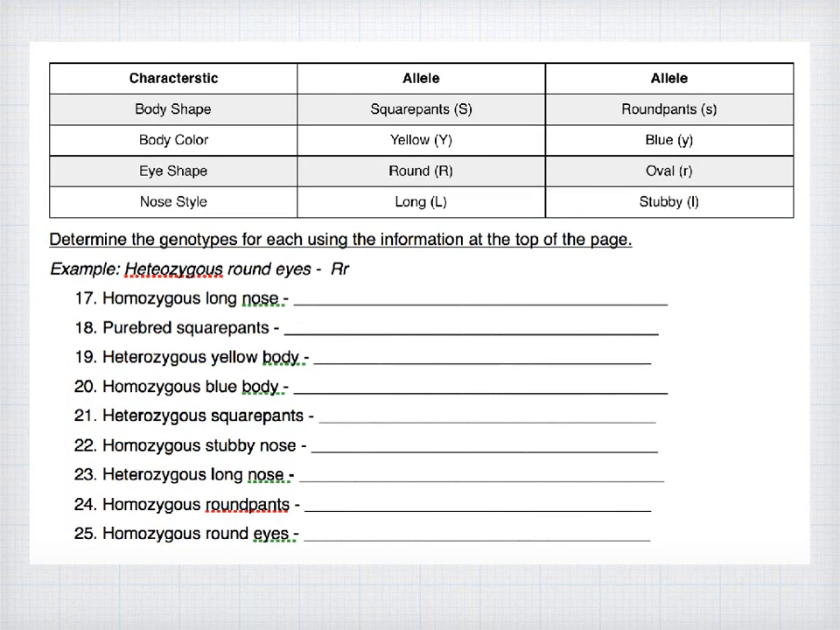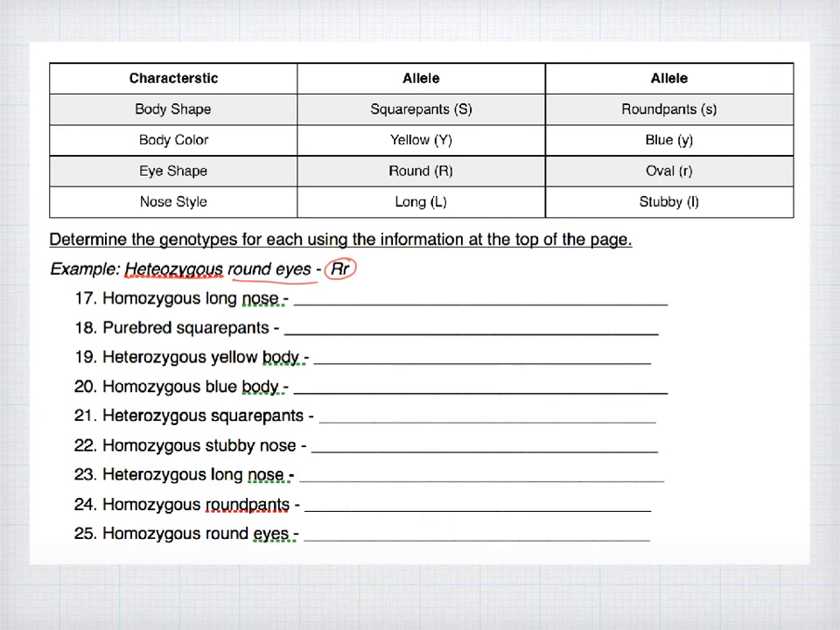In this last couple of examples, it says determine the genotypes for each using the information at the top of the page. So here again, it's telling you what type of genotype it is. So for example, it says it's heterozygous. Well, heterozygous means you're going to have one dominant and one recessive allele. So if it's for round eyes, we go to eye shape, which is R. So if it's heterozygous, we will have capital R, little r, as its genotype.